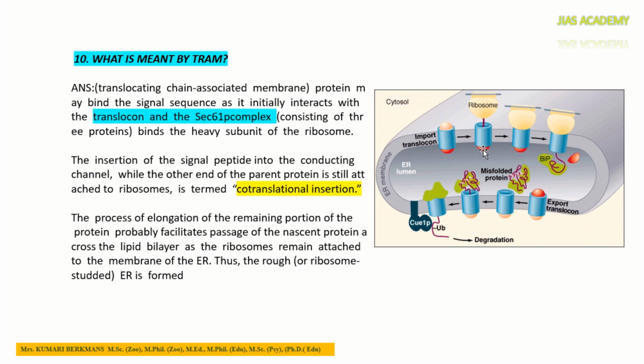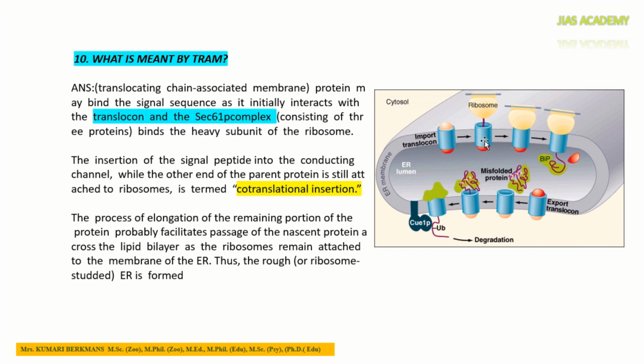Then there is the insertion of the signal peptide into the conducting channel while the other end of the protein is still attached to the ribosome. Can you see this? This is the peptide, and its other end is attached to the ribosome. This type of insertion is called co-translational insertion.